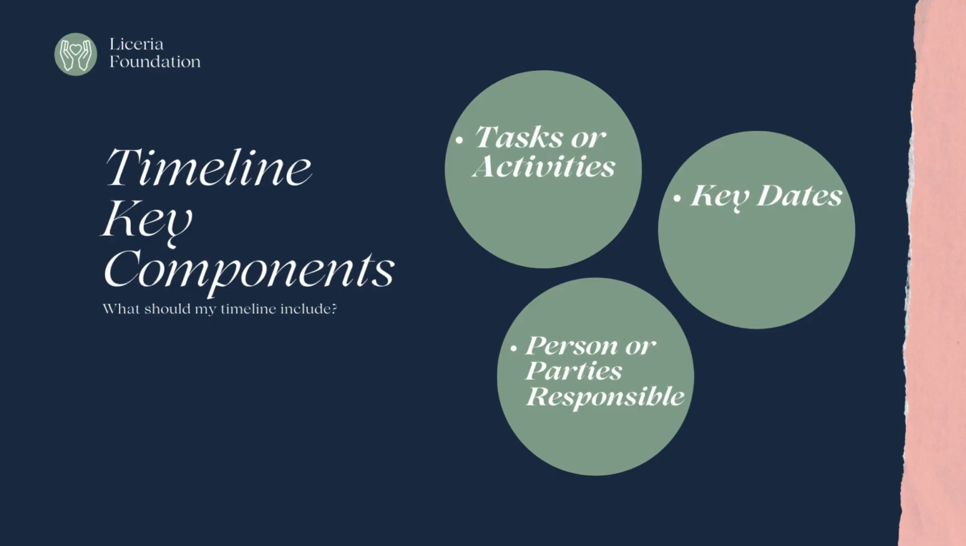Key components of a timeline. So what should you have in your timeline? You should have your tasks or activities that you're going to complete to reach your objective. They can be large scale or small scale. You should have key dates. So what dates are you going to accomplish those by? And then you should also show the person or parties that are going to be responsible for completing those tasks.